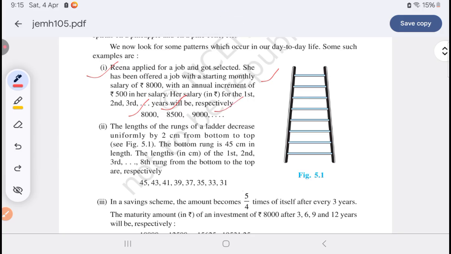Similarly, the lengths of the rungs of a ladder decrease uniformly by 2 centimeters from the bottom to the top. So here the bottom rung is 45, then the first, second, third up to the eighth rung, from the bottom to the top, are respectively 45, then it decreases by 2 centimeters, 43, 41. So it is following some pattern.